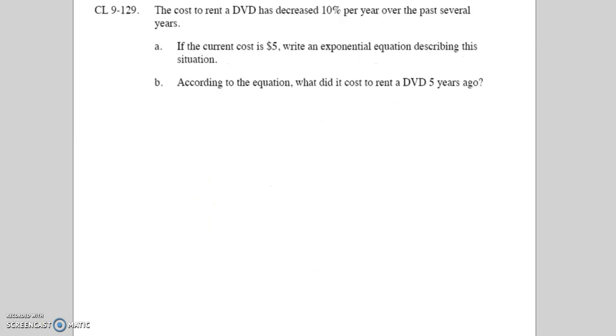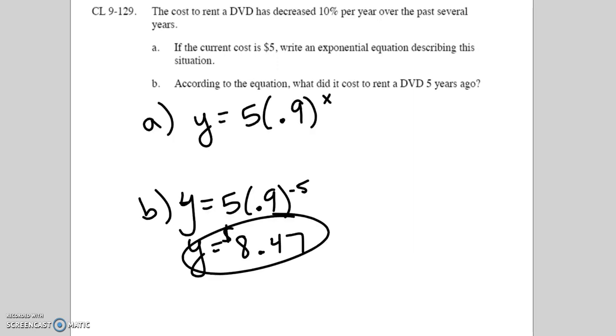All right, so it's decreasing by 10% per year over the past several years. If it currently costs $5, write an exponential equation to describe the situation. All right, so if it's decreasing by 10%, that means the multiplier is going to be 90% of the value, so 0.9 as a decimal. The original current cost is 5, so 5 times 0.9 to the x power. 5 years ago, that would be -5, because I'm going back 5 years, and we get $8.47.